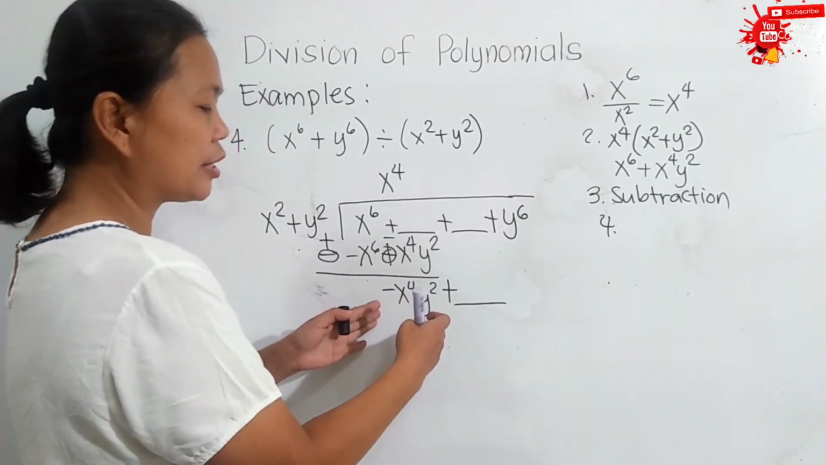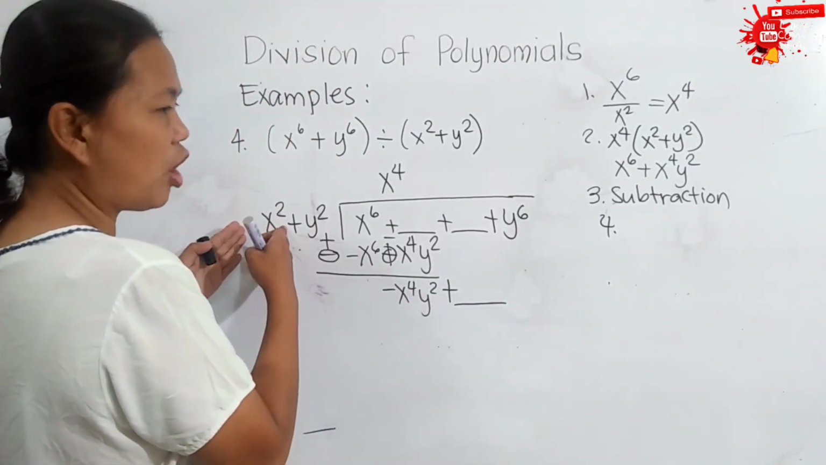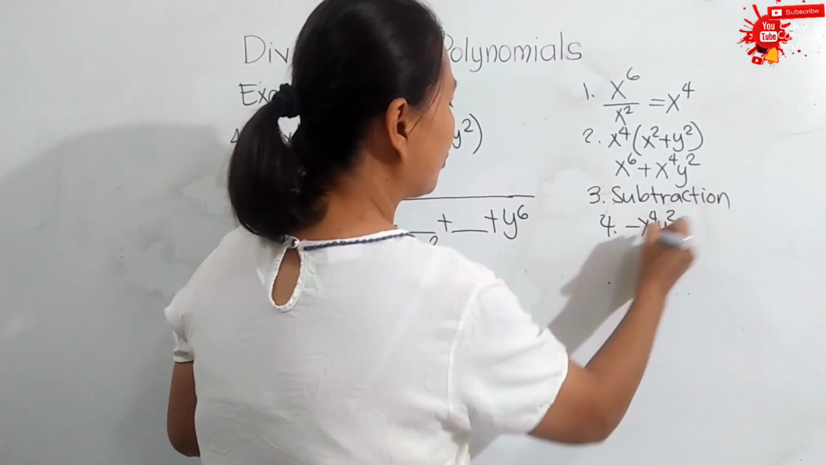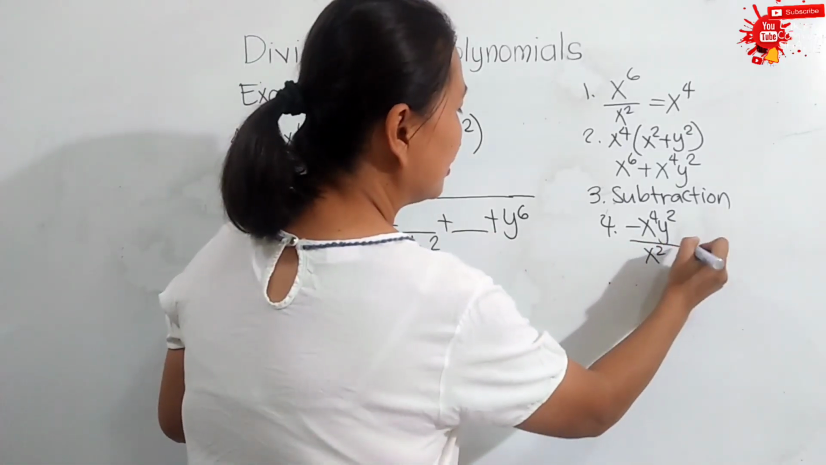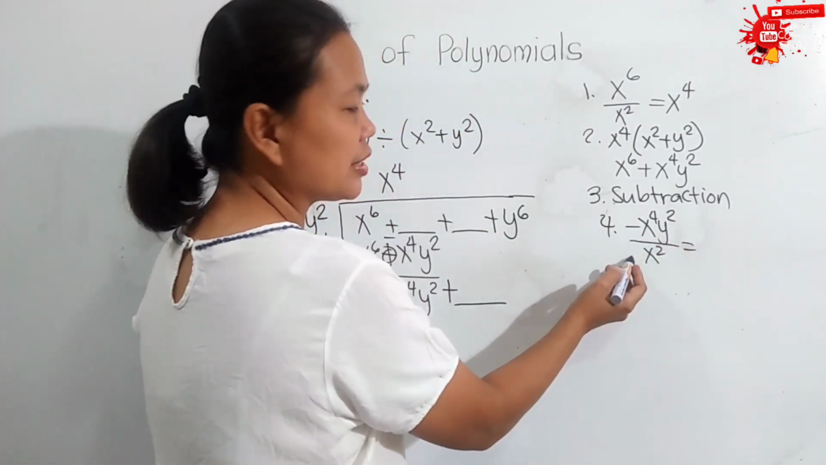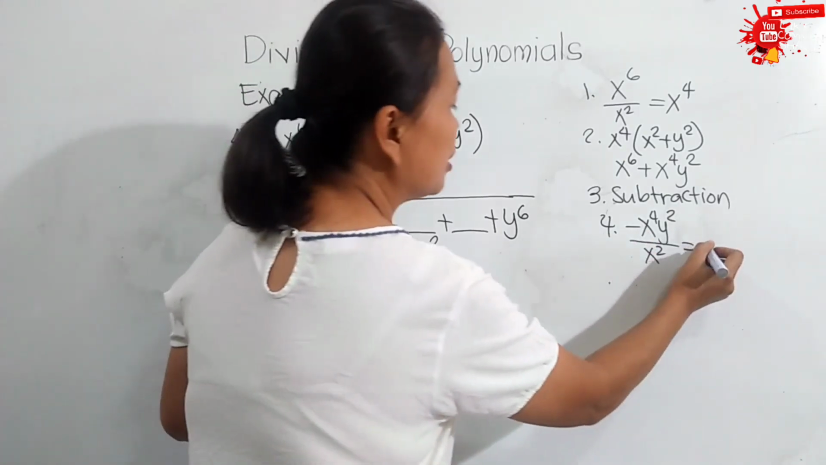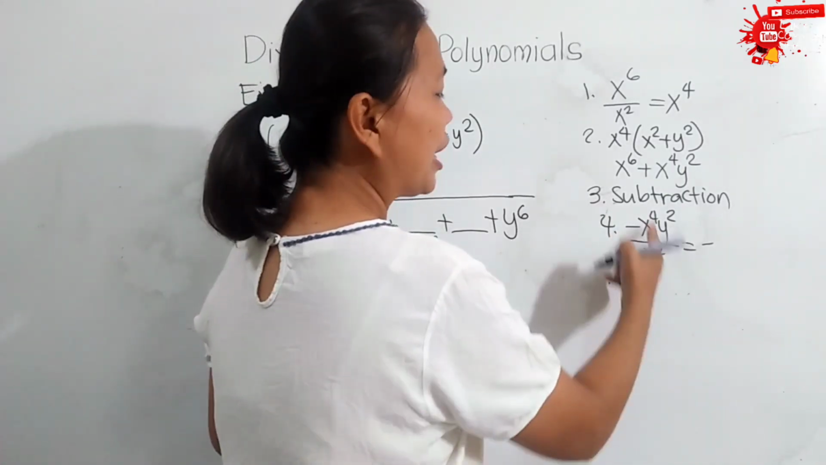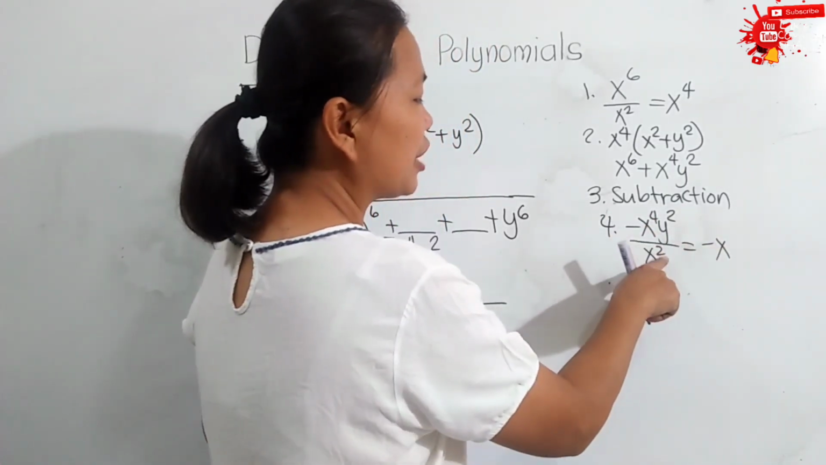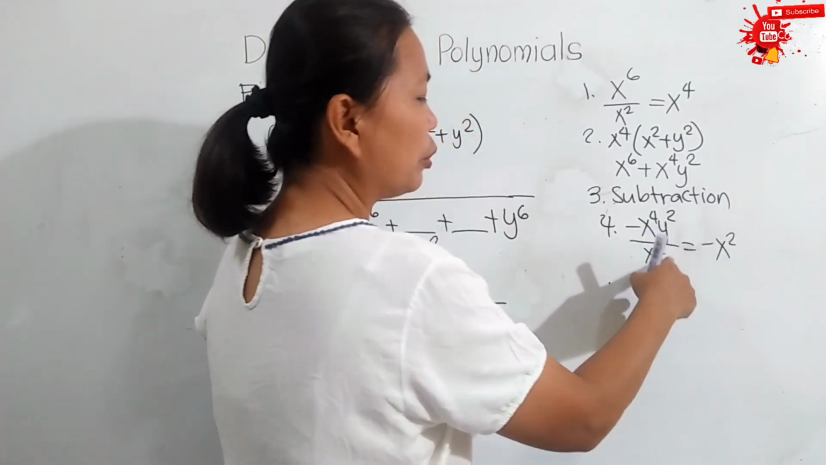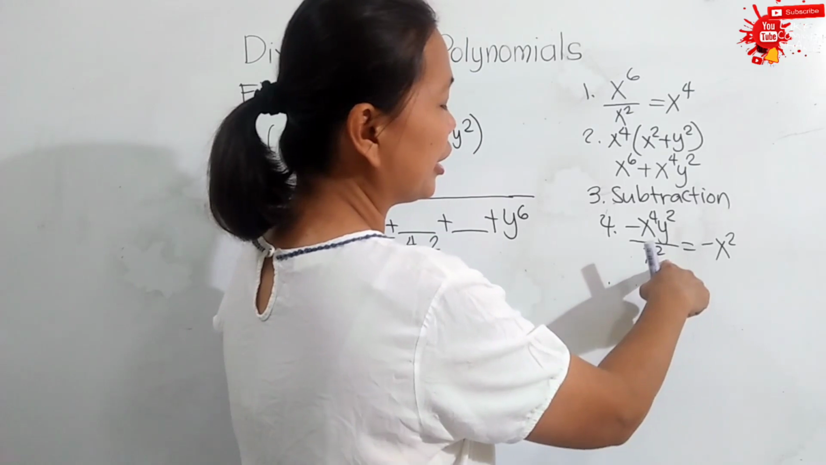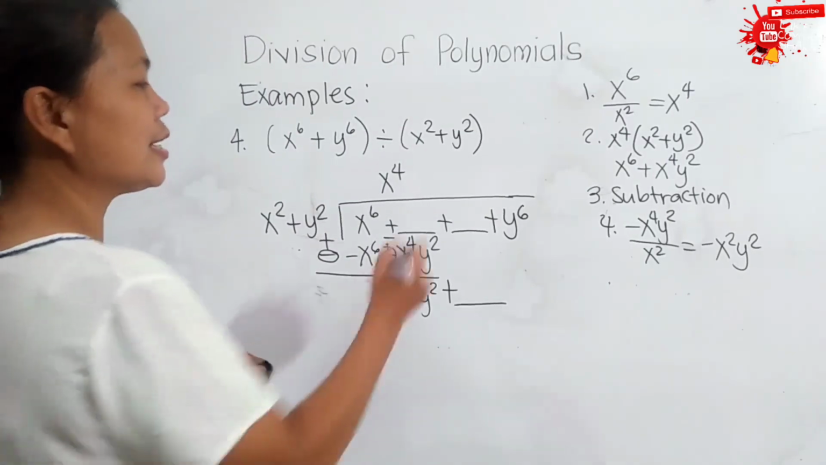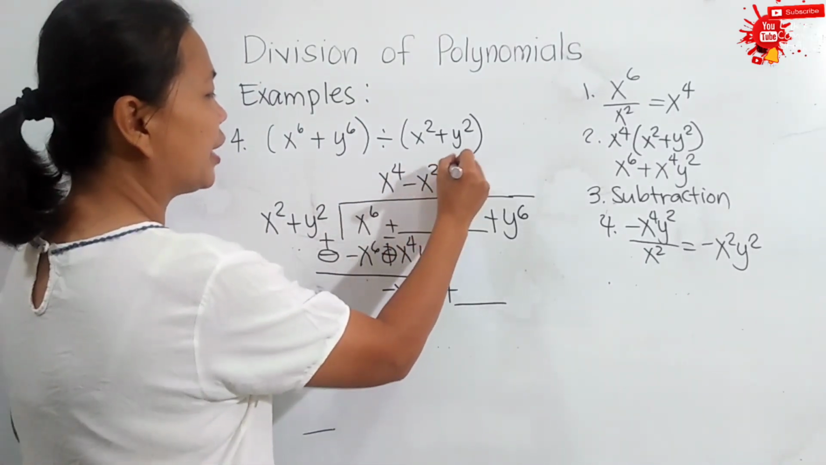And then, again, the fourth step here. We divide the first term of the dividend by the first term of the divisor. So, we have negative x raised to 4 y squared over x squared. So, we have negative divided by positive, or negative 1 divided by positive 1, so we have negative. Then, the same base, so this is division, and we subtract the exponents. 4 minus 2 is 2. Then we don't have y in the denominator, so we just copy y squared. So the partial quotient is negative x squared y squared.